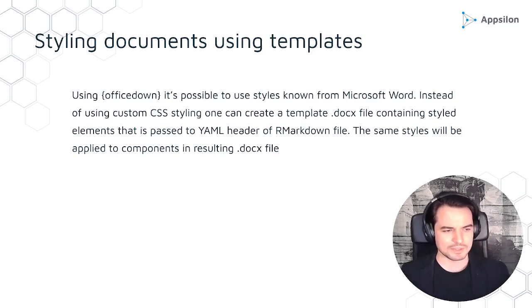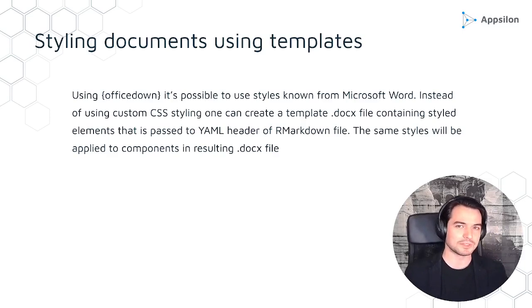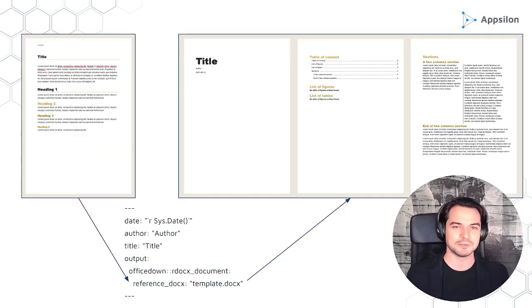So when it comes to styling documents, you can also use templates. This is available in Markdown itself, R Markdown. Officedown allows you to do that as well. You can define the whole style in a separate template file, and then just add this file as a template to use in the resulting file that you will create.